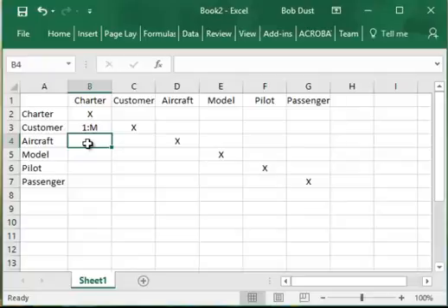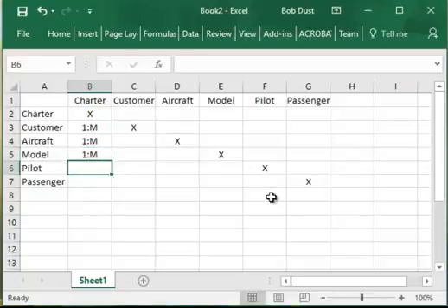Going to the next one, I look at this and I say, well, a charter has only one aircraft because they only fly one time. But an aircraft can be flown in many charters, so it's the same relationship. An aircraft can be in many charters. A charter has only one aircraft. Now, aircraft is related to a model, so this would be the same. A charter can have one model. A model can have more than one charter.